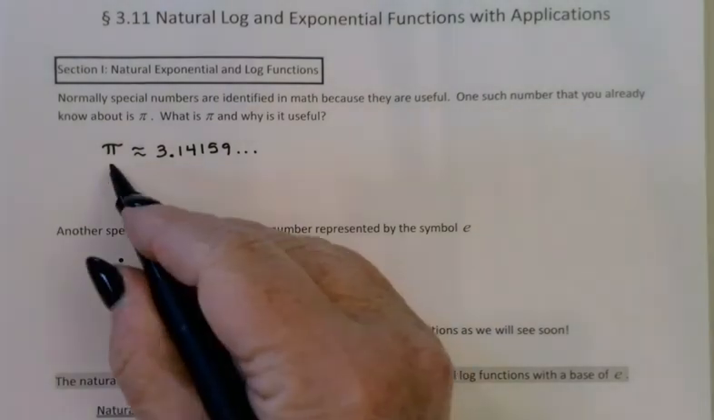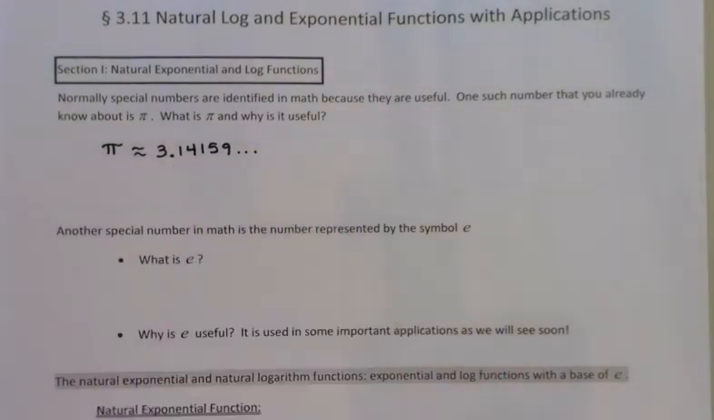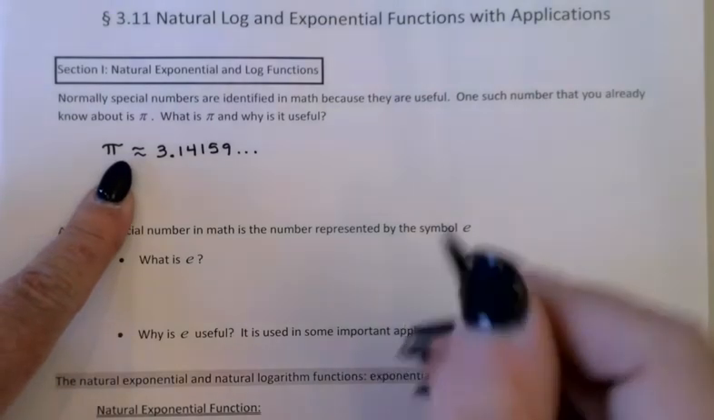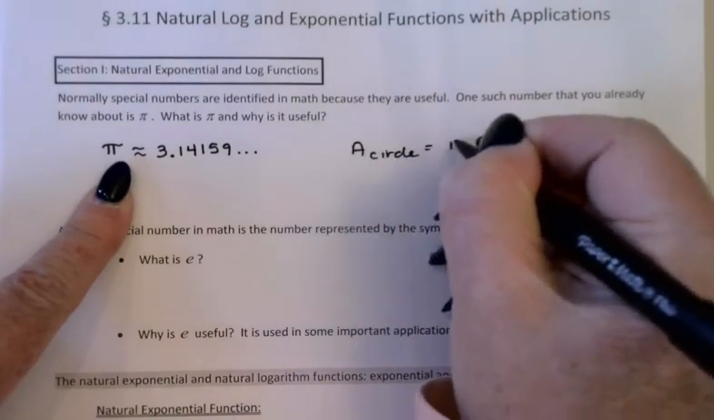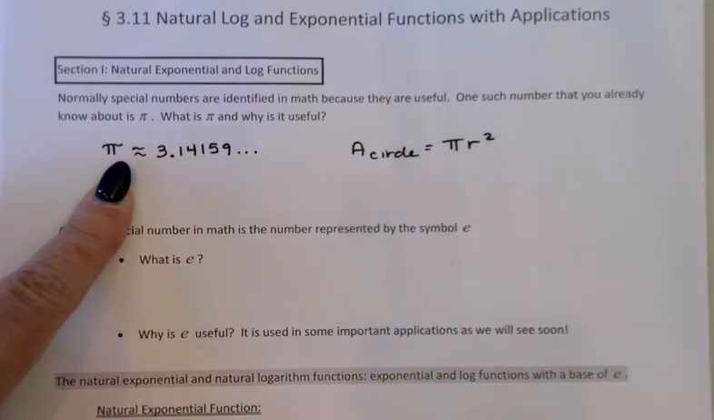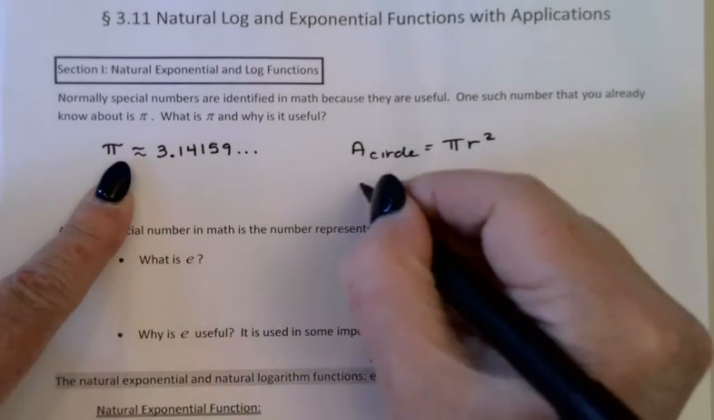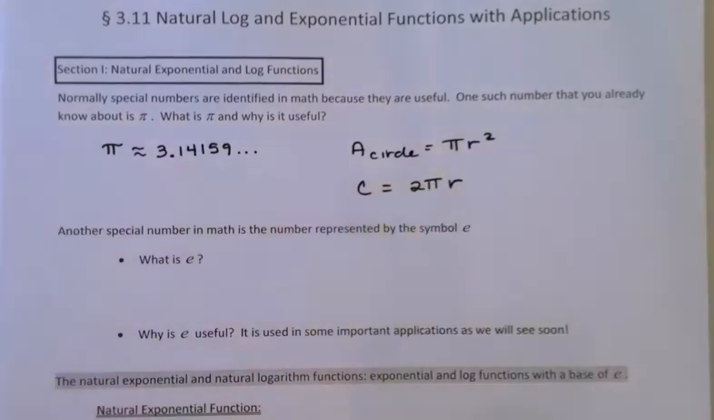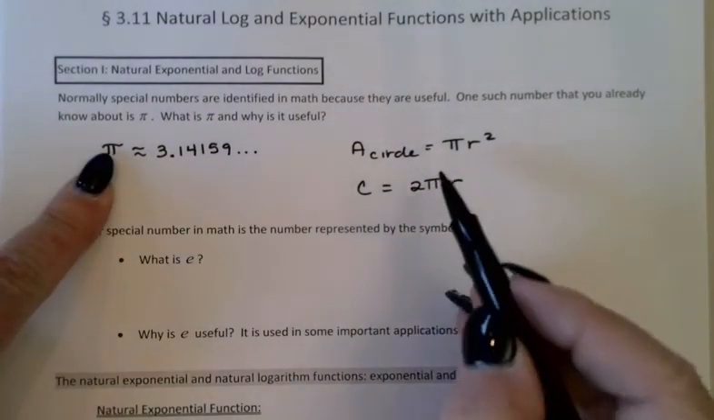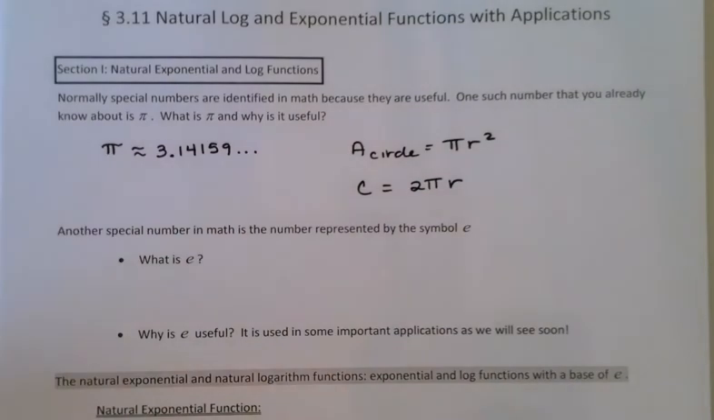Why do we decide to assign a name to that particular number? Well, basically because it's useful. It does things for us in math. For example, we could find the area of a circle by taking pi times the radius squared, or we could find the circumference of a circle by taking 2 pi times the radius. So the reason that we define this number is because it's useful to us. It helps us out with mathematical calculations.